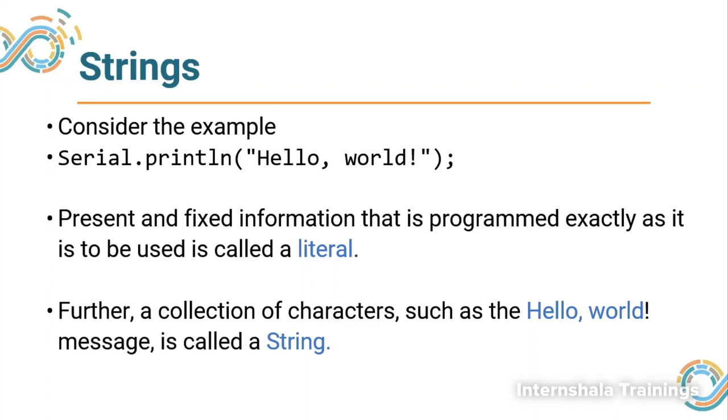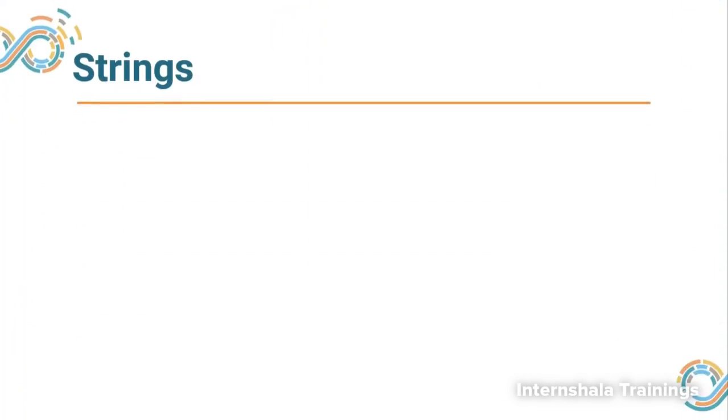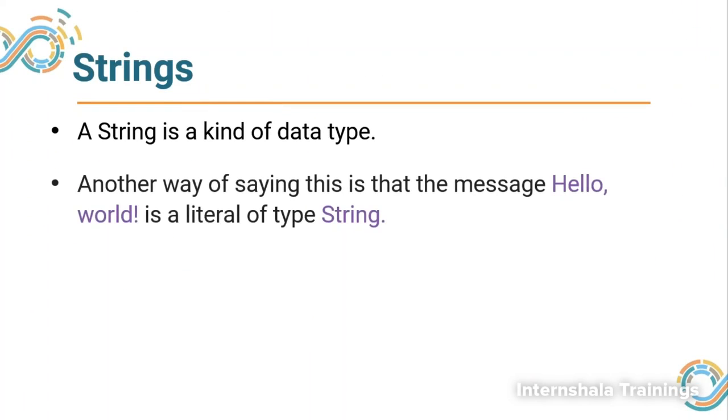So basically if your information is fixed and it is not changing, then we can call that set of information a string. String is basically a kind of data type, and another way of saying it is that the message, which was hello world in our case, is a literal of type string.